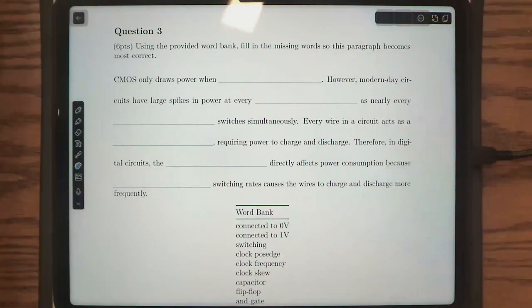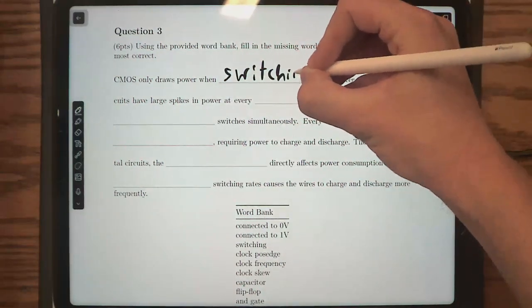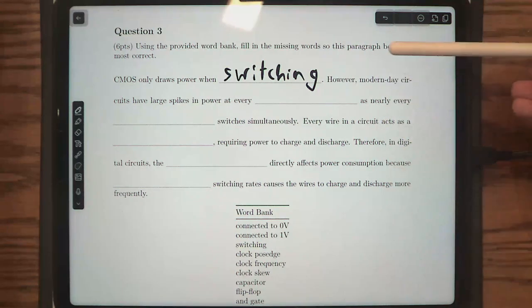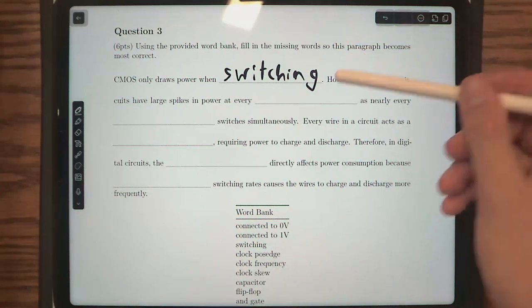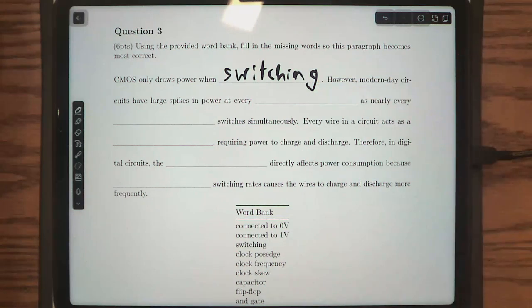Shout it out. When does CMOS draw power? Switching. When switching, yeah, right. It's not necessarily connected to 0 volts, 1 volt. Of course, it needs to be connected to some sort of power source, but the main thing is CMOS only draws power when switching. And if you learn anything about CMOS from this class, this is basically the only important thing: CMOS draws power when switching, and that's when it only draws power.